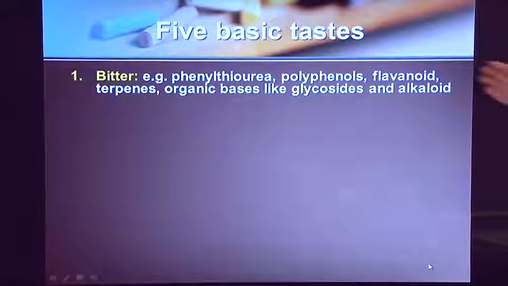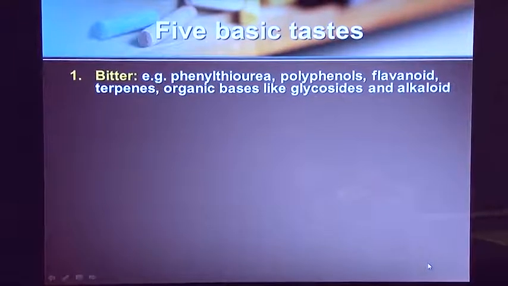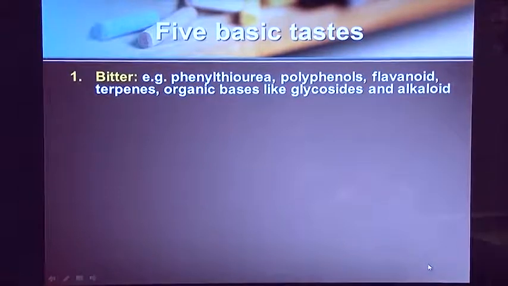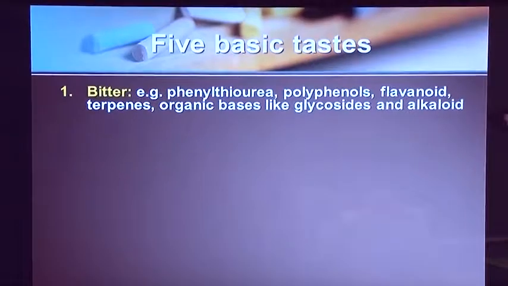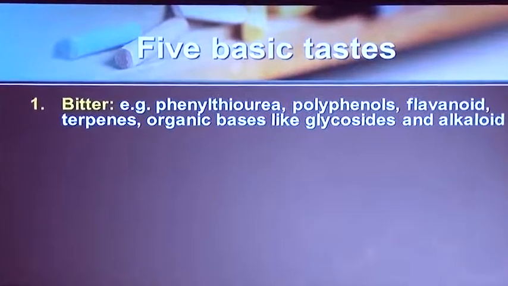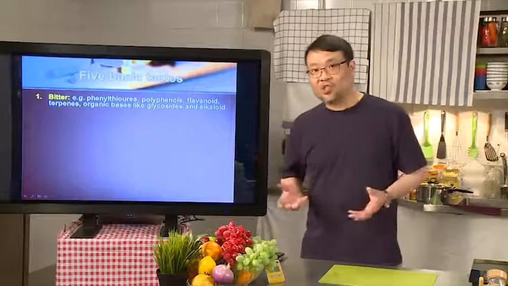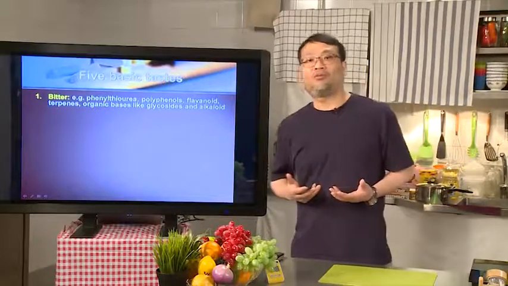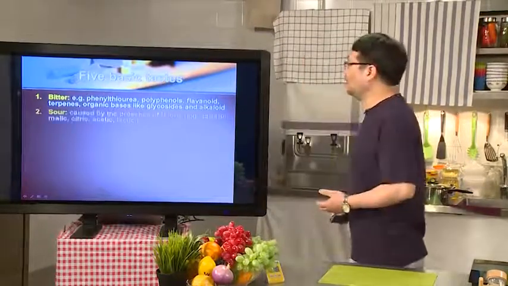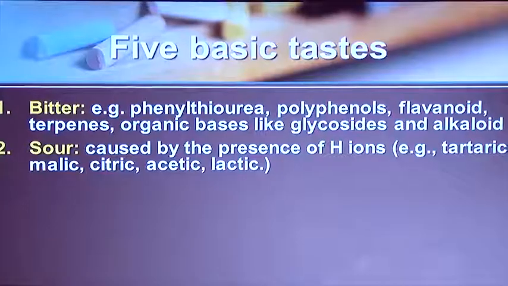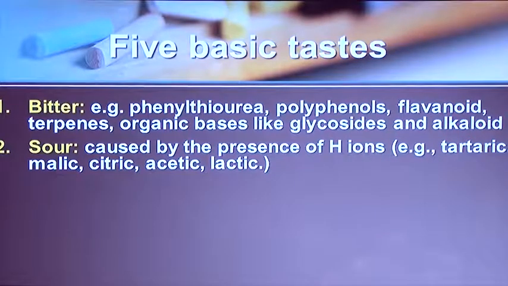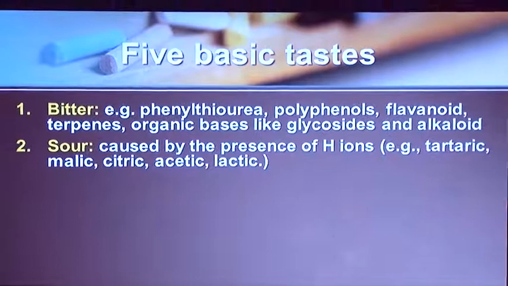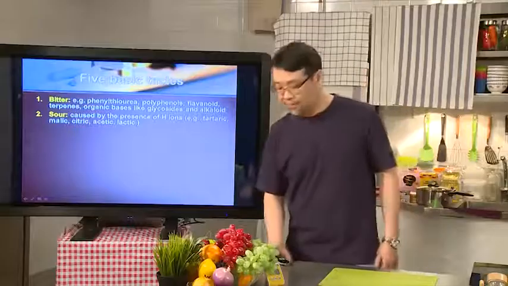For example, bitterness is caused by compounds such as phenolphthalein, polyphenols, which we find in a lot of plants, flavonoid, terpenes, organic bases like glycosides or so. These are usually associated with toxic substance. How about sourness? What we are sensing is the amount of hydrogen ion present in the food. So it always comes with the acids such as lactic acid, acetic acid, citric acid, like that.